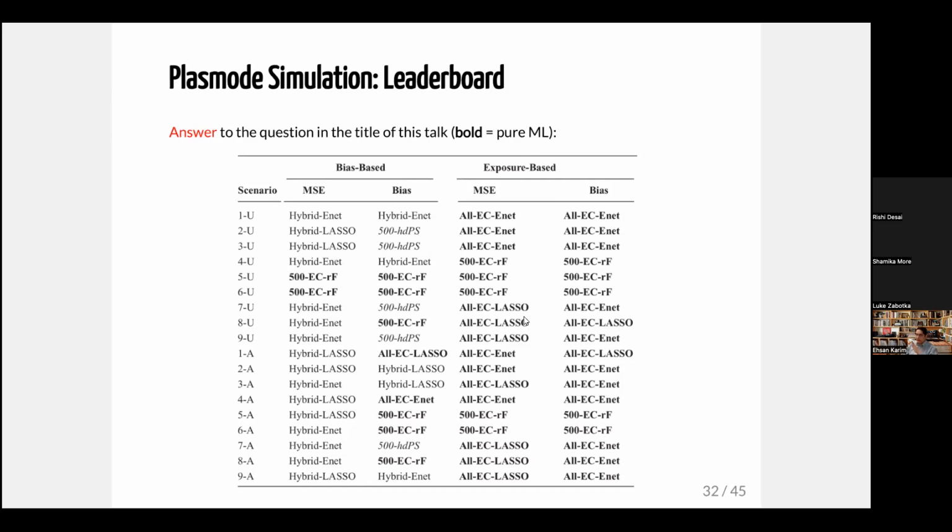But obviously, exposure-based analysis is more prone to bias due to potentially including instrumental variables, and so I generally do not like this exposure-based analysis, but I generally prefer the bias-based analysis.